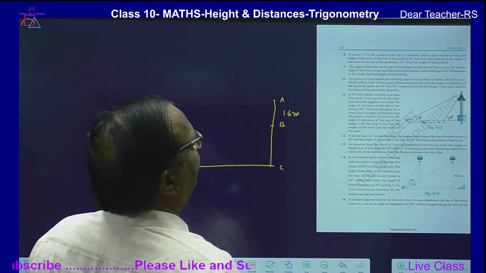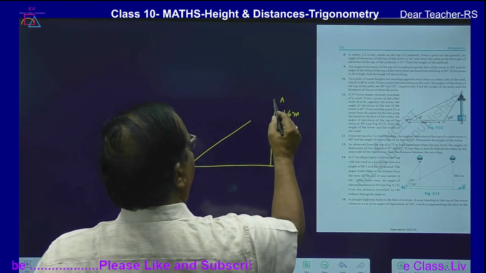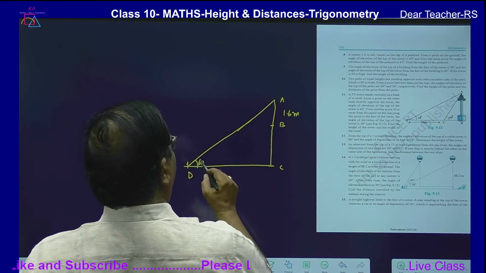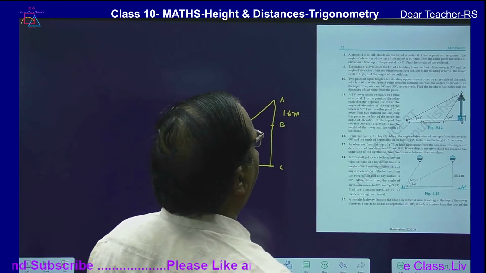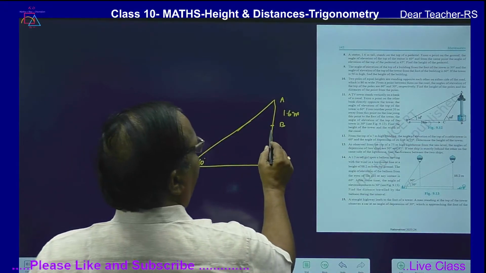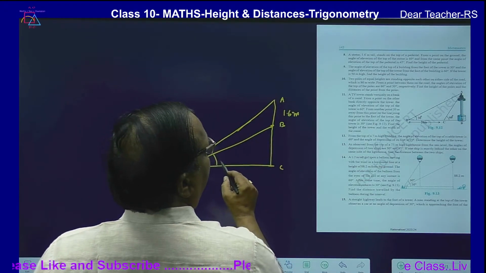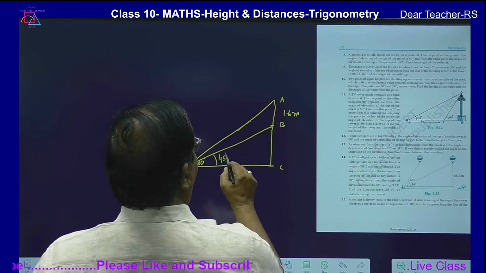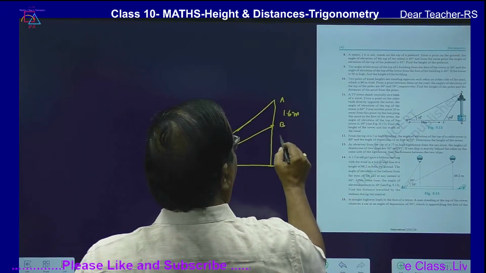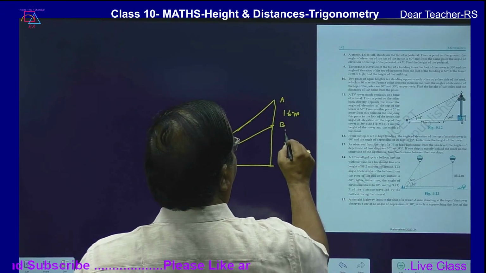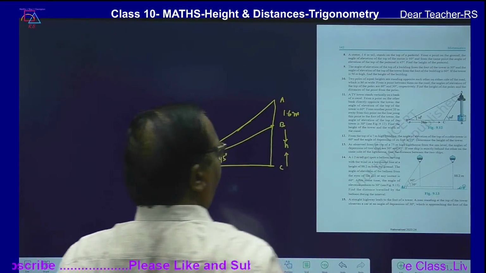the angle of elevation of the top of the statue is 60 degrees. This is 60 degrees, right? From the same point, the angle of elevation of the top of the pedestal is 45 degrees. Find the height of the pedestal. Say if I say this is the height of the pedestal, so this particular value you have to find out.